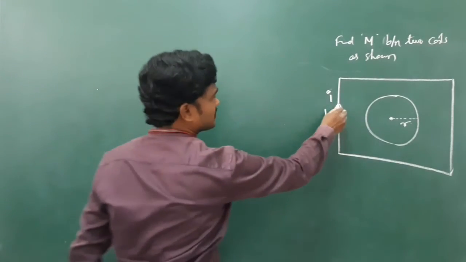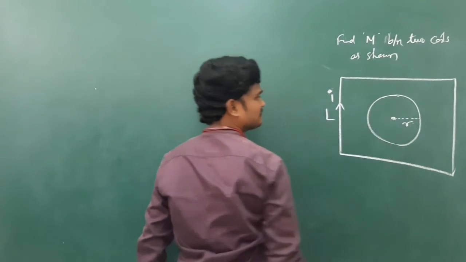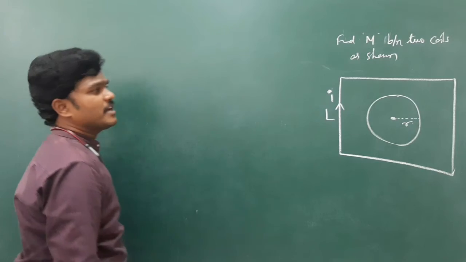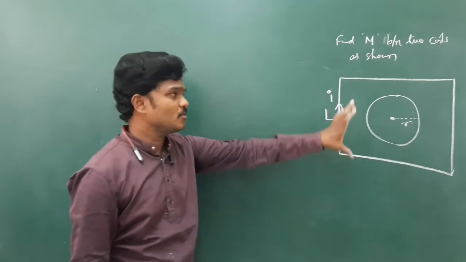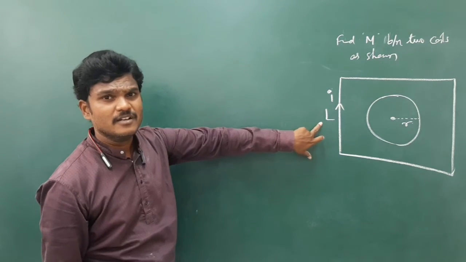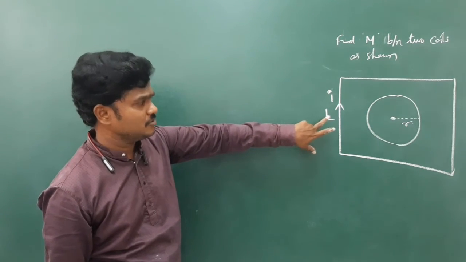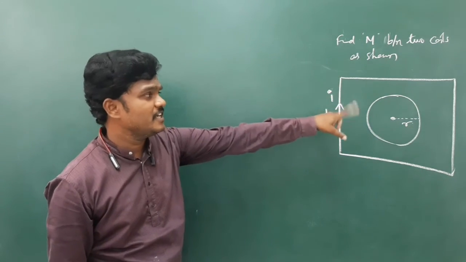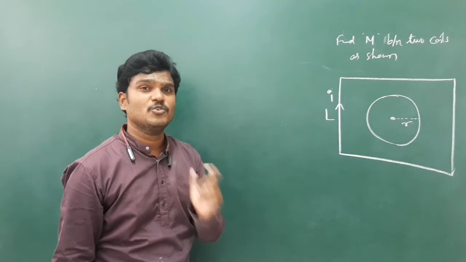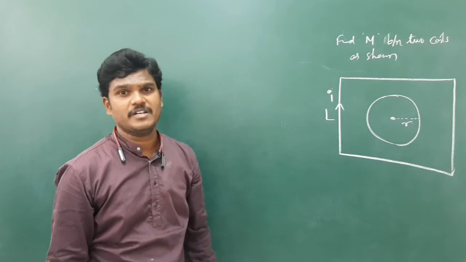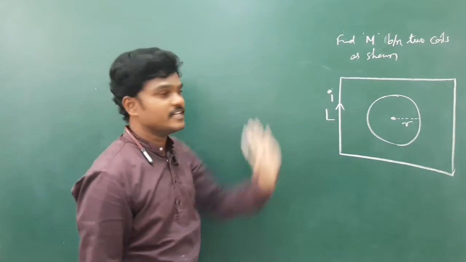Because of this, there will be a field. I think you remember the magnetic field at the center of a square. If four conductors, each of length L, are joined to form a square, then the field at the center, you know the formula: B is equal to mu naught I by 4 pi L times sin alpha plus sin beta. For a square, we already calculated.